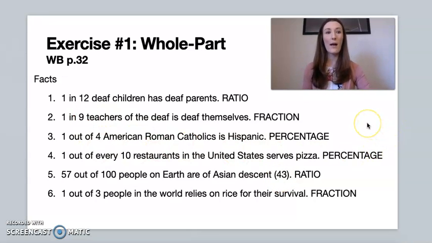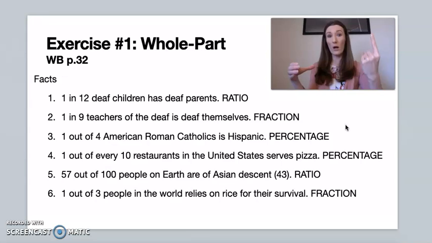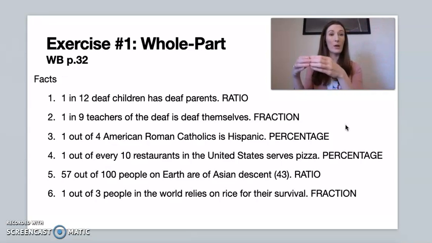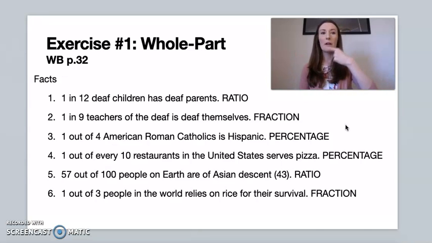I will just do number 1 because it's a ratio, so we can practice those. So 1 in 12 deaf children has deaf parents. So we're talking about deaf children, okay? So deaf children all over, and it's a ratio. So suppose group 12, I'm going to pull out that 1 has deaf parents, okay? Put my group back. The remaining 11 in this group has hearing parents, okay?